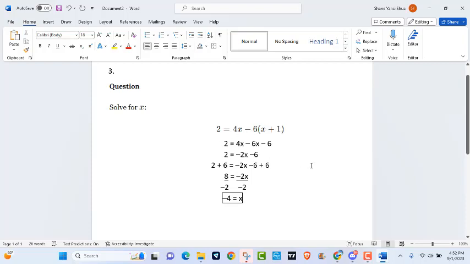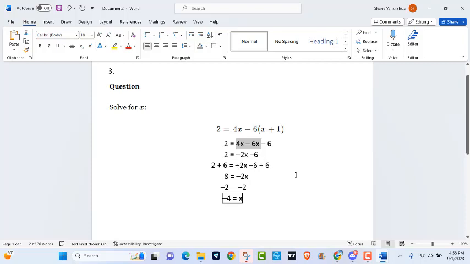So our next line should be 2 equals 4x minus 6x, negative 6 times x, minus 6x, and then negative 6 times 1 is negative 6. So 2 equals 4x minus 6x minus 6. Our next line after that, we're going to combine like terms here. We see a 4x and a minus 6x. If we combine those like terms, that's going to give us a negative 2x. So our next line is going to be 2 equals negative 2x minus 6.